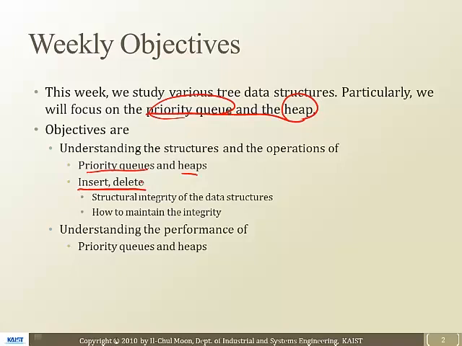In the previous lecture, we talked about traversing, and here we don't have that operation in particular. At the same time, find min and find max are not going to be supported here because of a special characteristic of priority queues and heaps. And finally, you have to understand the performance of priority queues and heaps.